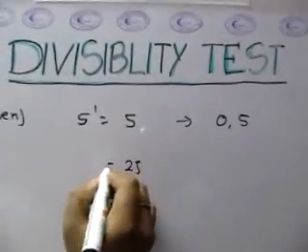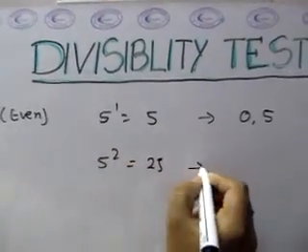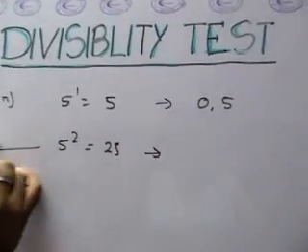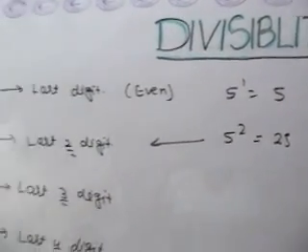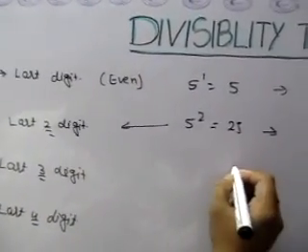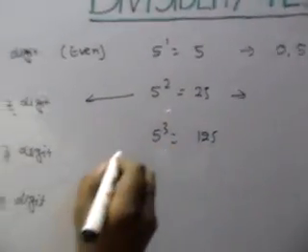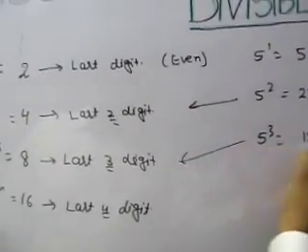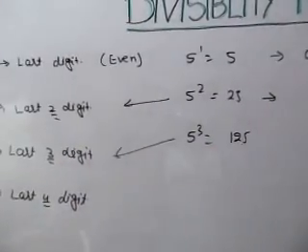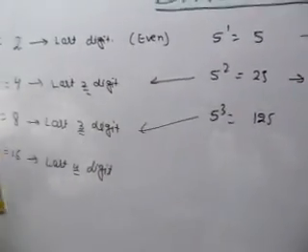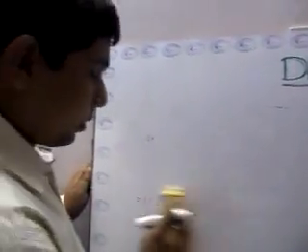25 is equal to 5 square. Hence if last two digits is divisible by 25, then number is also divisible by 25. 5 cube is equal to 125. So if last three digits of any number is divisible by 125, then number is also divisible by 125. Now we'll see the divisibility of other numbers.